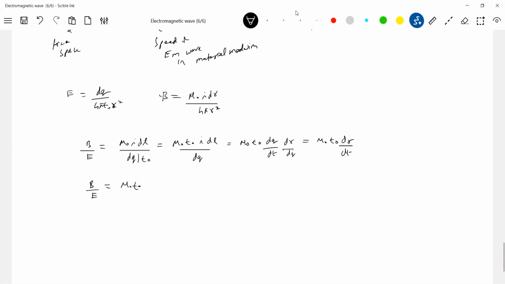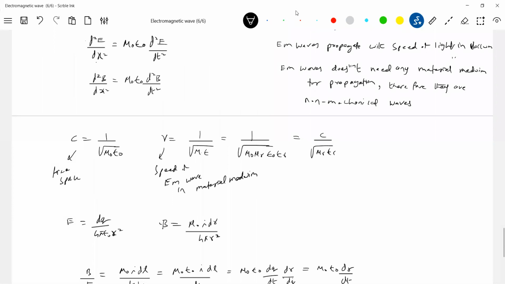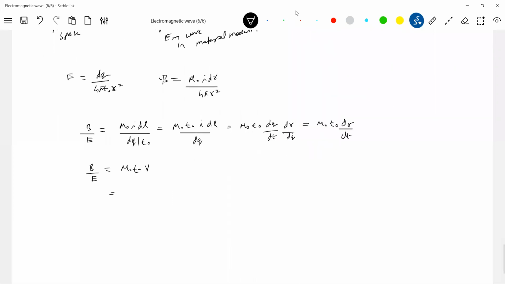What is that dr by dt? Should be the speed of the wave. And further, what is mu naught epsilon naught? c is equal to 1 by under root of this one. So mu naught epsilon naught should be 1 by c square. And in fact, this is in free space, what is the speed of the wave? Equal to c. What is v? v stands for speed of the wave.